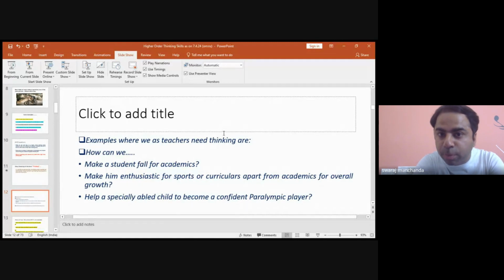We need thinking to make them enthusiastic for sports. They are playing carom on the mobile, football on the mobile, hockey on the mobile, they are not going into the ground. Their physical development is restricted. They are only focusing on smart gadgets. We need thinking here to solve this problem. We need thinking in case of a specially able child who is very enthusiastic, who wants to go for Paralympics. Why is not every school in India producing it? When we have the capability, why are we not able to exploit it? These areas require thinking on the part of the teacher.